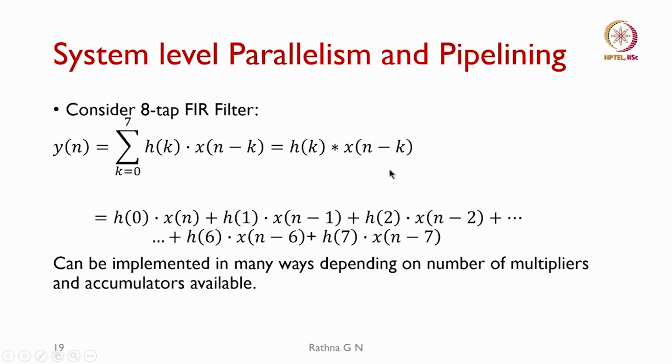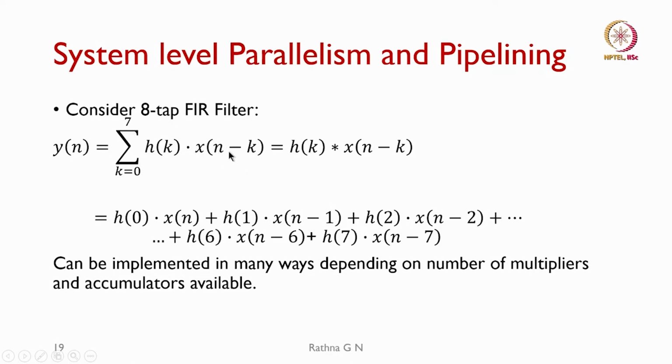Okay. So now we will see how we can implement this parallelism and pipelining using an example. Although I have not yet discussed the FIR filter, I am taking this as an example: an 8-tap FIR filter, or you can assume it is a convolution summation that we will be doing. So y of n is given by the equation, sum over k equal to 0 to 7, h of k into x of n minus k.